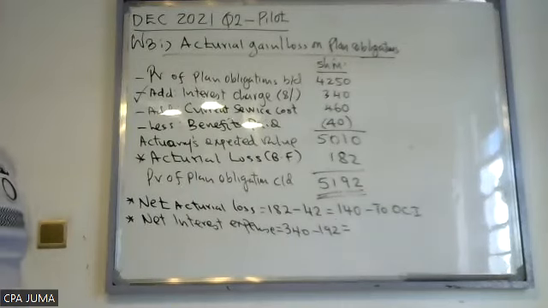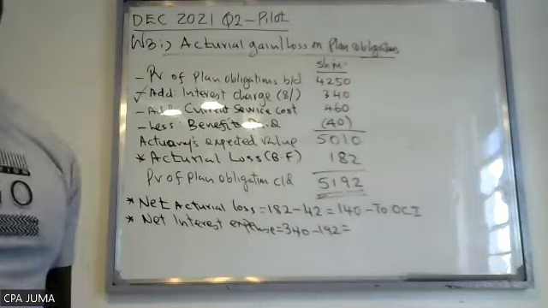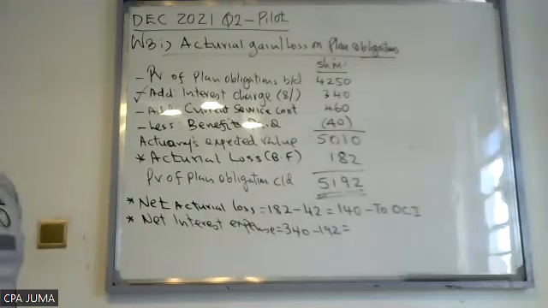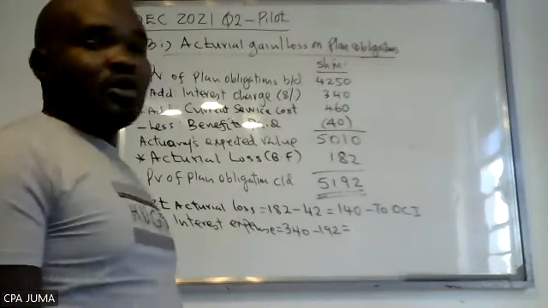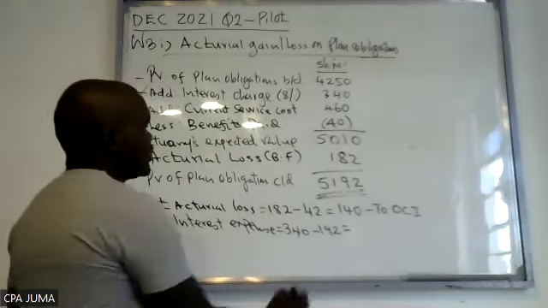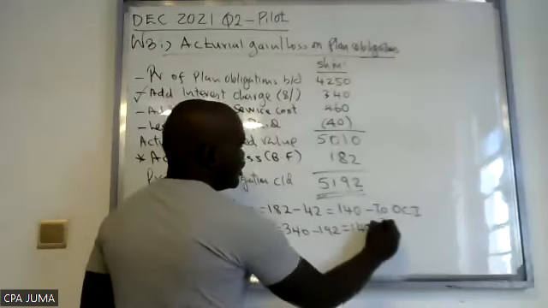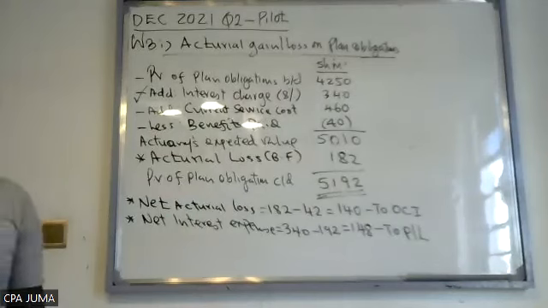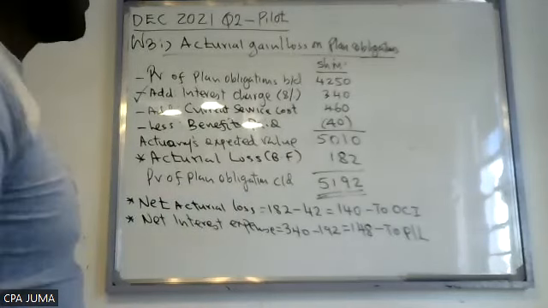340 minus 192. It could be 148. So here we are reporting 148 to P&L. Interest goes to profit account. It is not other comprehensive.